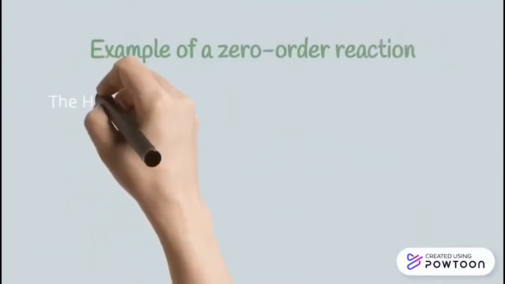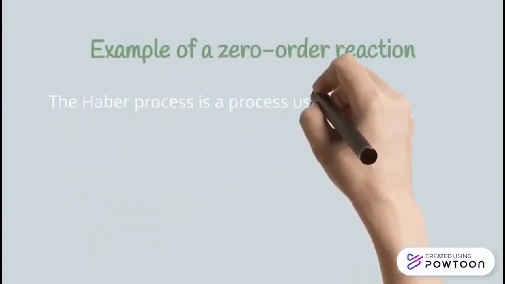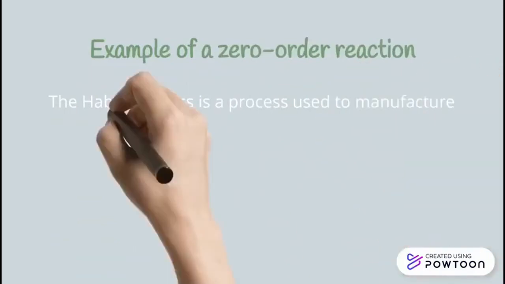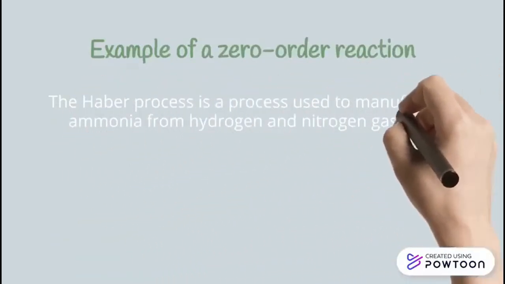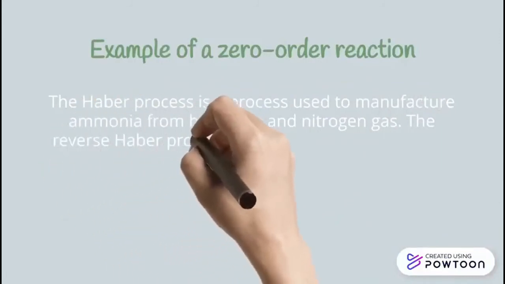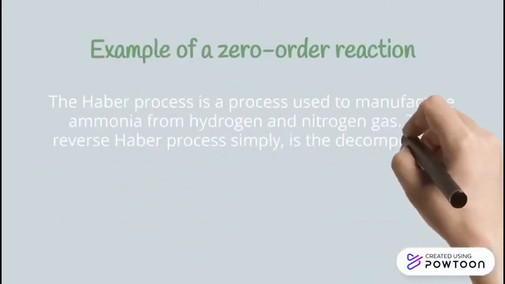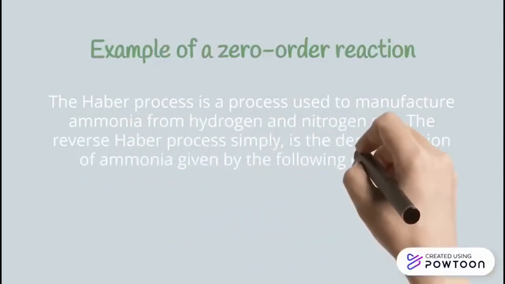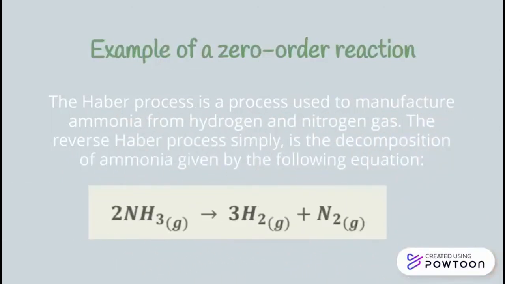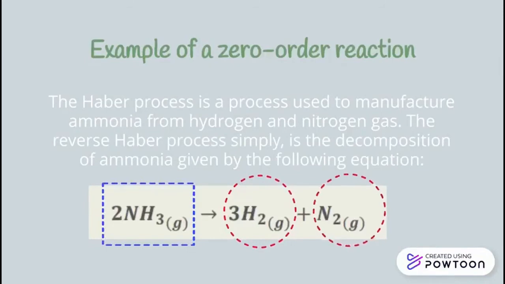Example of a zero-order reaction. The Haber process is a process used to manufacture ammonia from hydrogen and nitrogen gases. The reverse Haber process simply is the decomposition of ammonia given by the following equation. 2 molecules of ammonia gas decompose to 3 molecules of hydrogen gas and a nitrogen gas molecule.